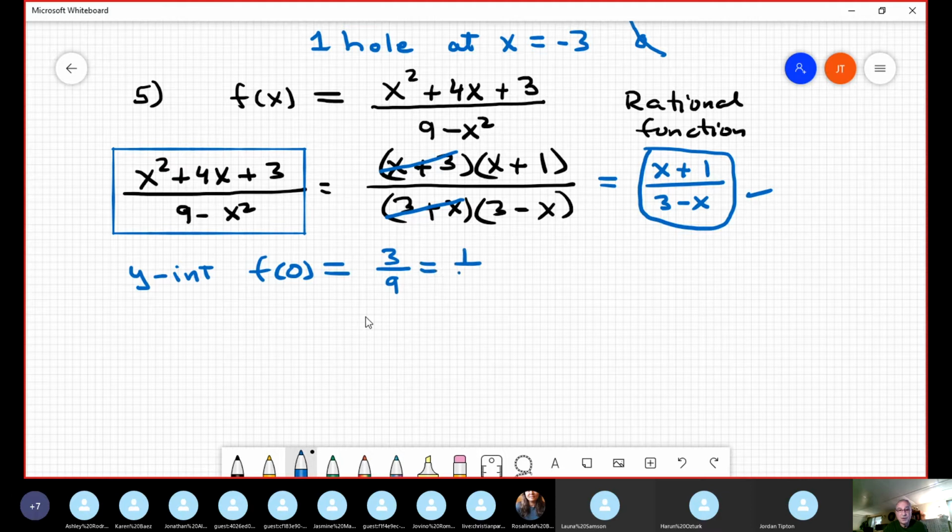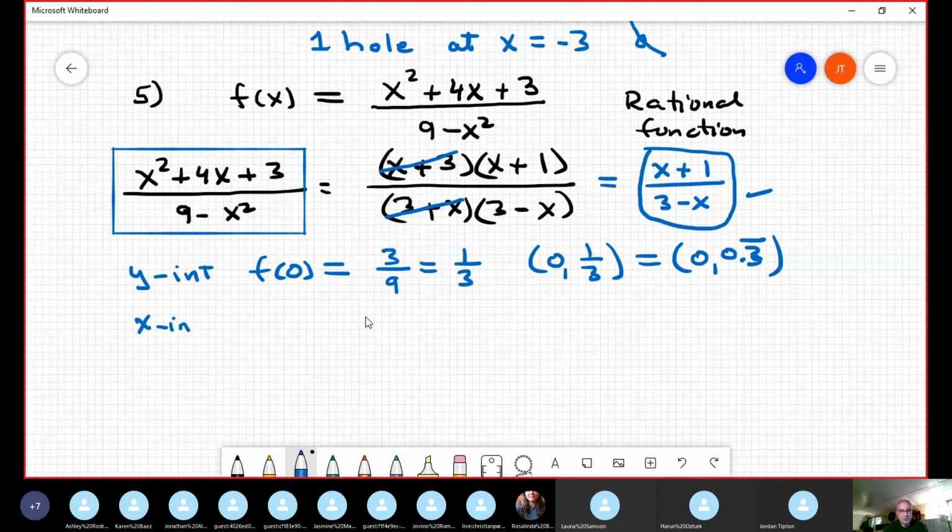Simplification 1/3. The y-intercept: I have the point (0, 1/3), and the decimal is 0.3 repeated. Okay, I have some idea how to locate the point, approximately 0.3. And the x-intercept is when f of x is 0.